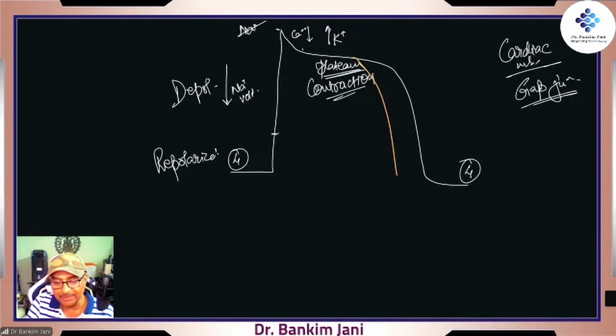Or in other way, what if there is less potassium? If there is less potassium, calcium is coming in, but potassium is unable to take it down. So then this plateau would be extended, and then it will come down. Here you can see that this will be reflected in the ECG.